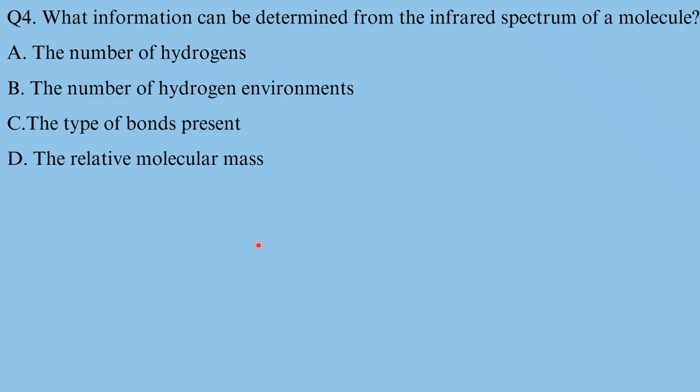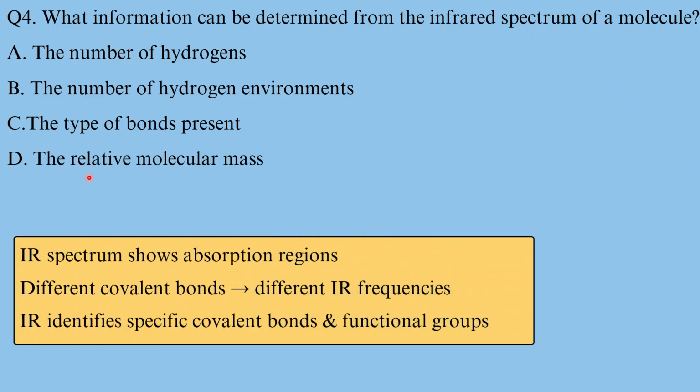Now question 4 is, what information can be determined from the infrared spectrum of a molecule? These are the options that are given. They're asking whether we can determine the number of hydrogens from the IR spectrum, or the number of hydrogen environments, the type of bonds present, or the relative molecular mass. So let us understand this with the theoretical part behind the IR spectrum.